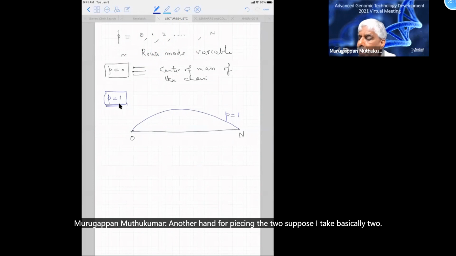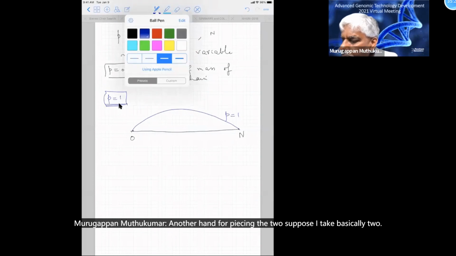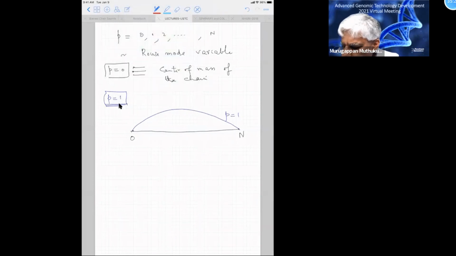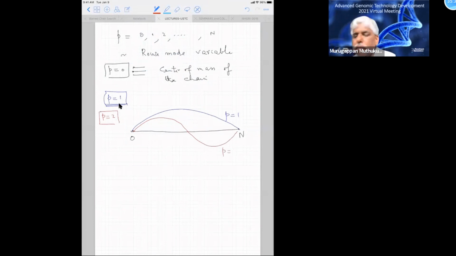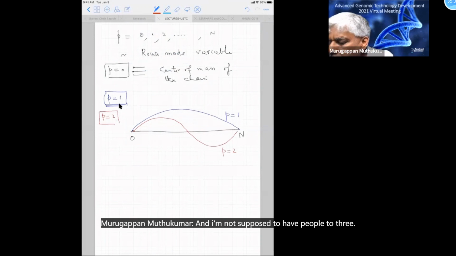On the other hand, for p equal to 2, suppose I take p equal to 2. When I take p equal to 2, then I look at half of the chain. So now it will be something like that. This corresponds to p equal to 2. And on and on. Suppose I have p equal to 3.